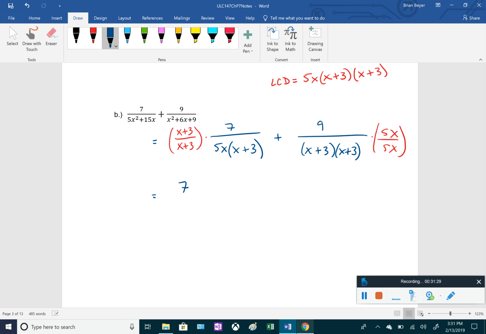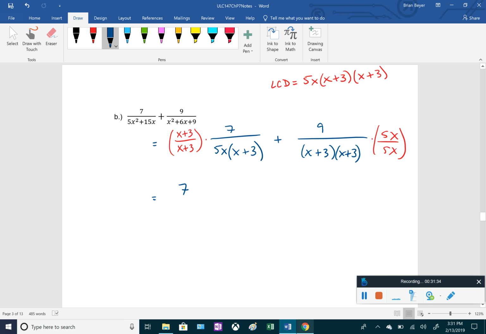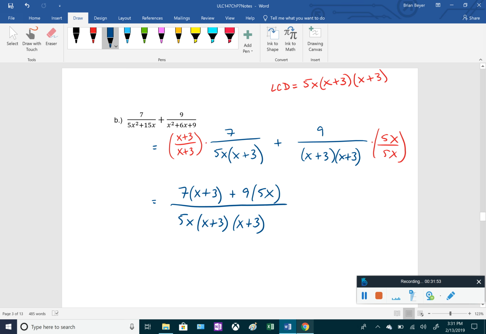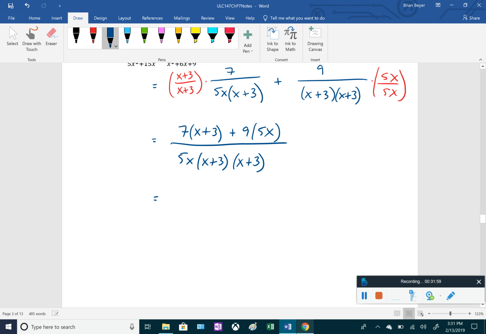So we're going to get 7. I'm going to write this in one fraction right now. We're going to get 7 times x plus 3 plus 9 times 5x over that common denominator, 5x times x plus 3 times x plus 3. Okay, so I just kind of skipped the intermediate step there, knowing it's going to get combined into one fraction. So simplifying that numerator, distribute the 7, that's 7x plus 21. 9 times 5x is 45x.